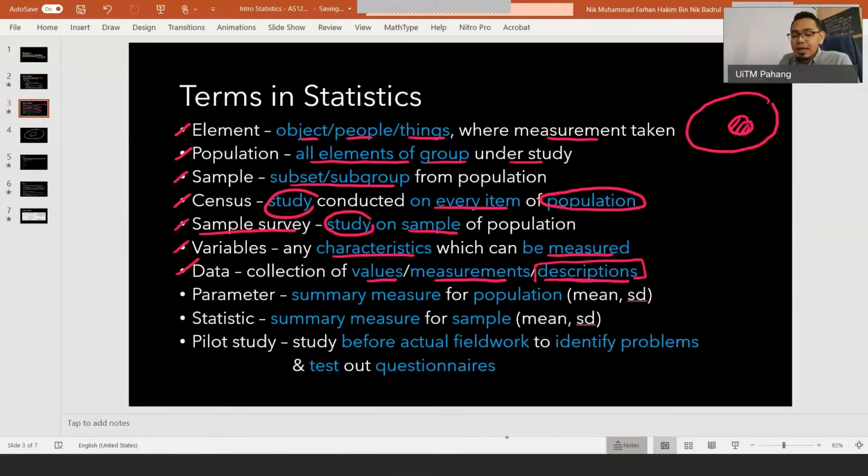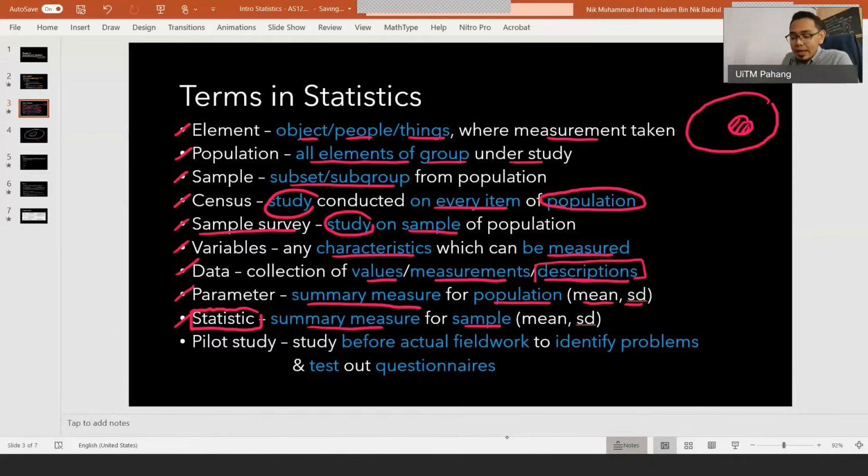Alright. So when we do the study on the population, kita akan dapat mean and standard deviation. So this mean and standard deviation, we call it as summary measure. If it is a summary measure for population, we call it a parameter. But if it is a summary measure for sample, maka kita panggil dia sebagai statistic. Please note that this word statistic is without S. No S here. Okay, statistic.